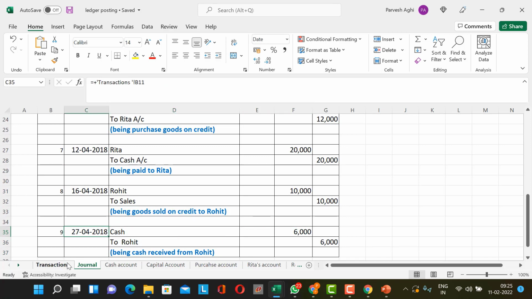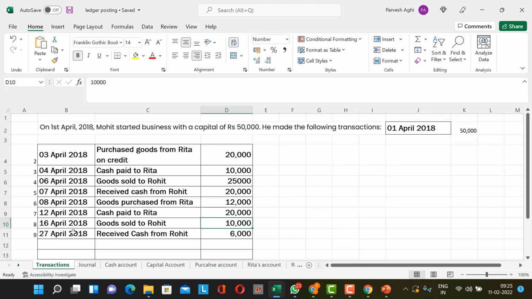So let's go to transaction number 9. Received cash from Rohit. Now we have received cash from Rohit. So what are we getting? We are getting cash. So cash is what account? Real. So debit what comes in. So we are going to debit cash.